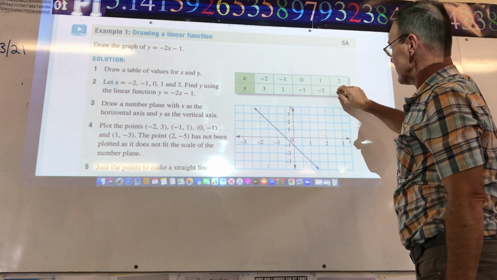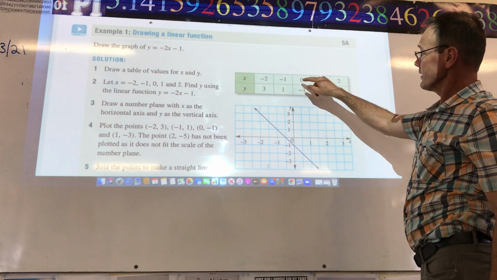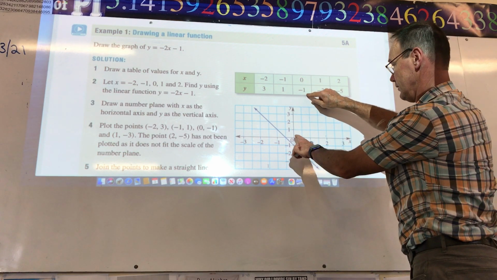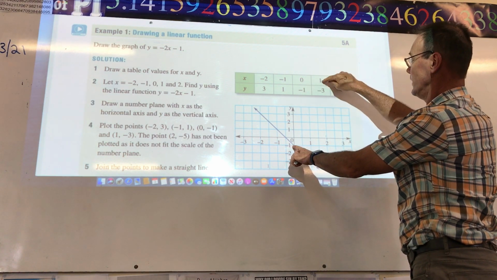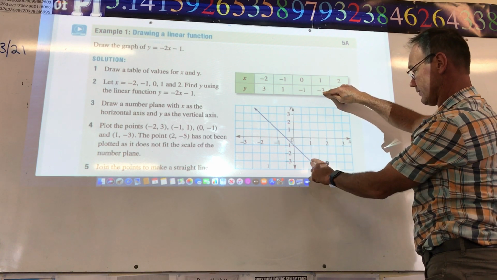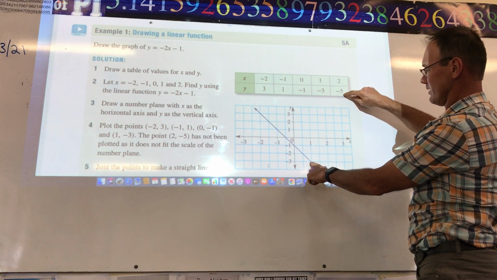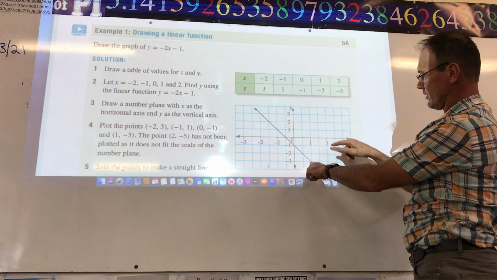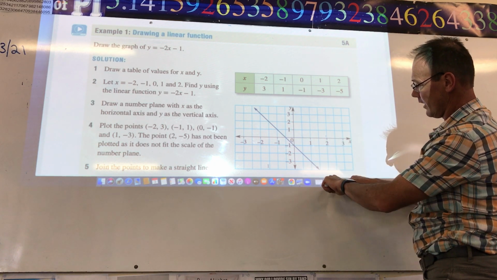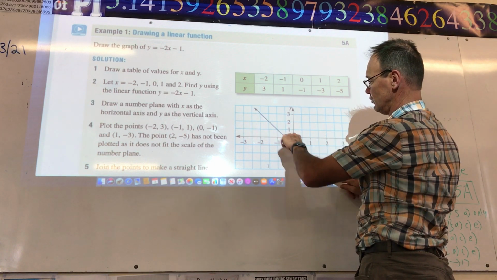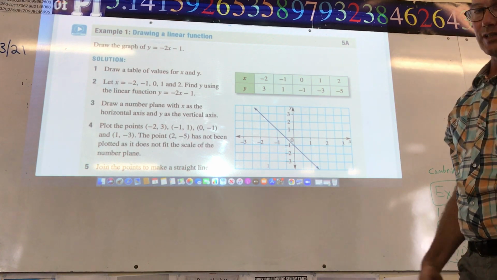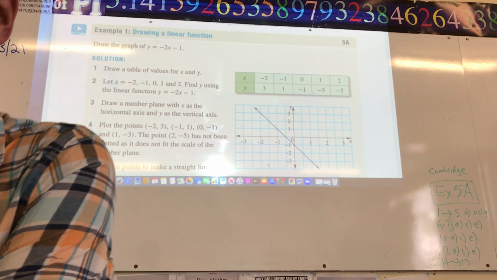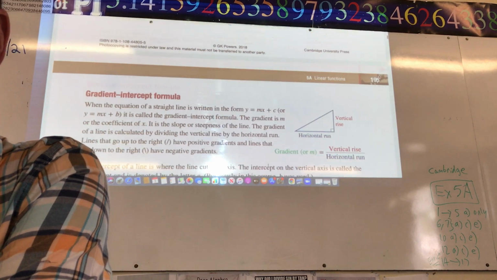You do the same with the other ones. Then you put dots at (0, minus 1), (1, minus 3), and (2, minus 5). Now you notice this time this is actually off the scale, but (2, minus 5) is here. And the line is what you draw through all of those. So that's the first bit, drawing these using a table of values.